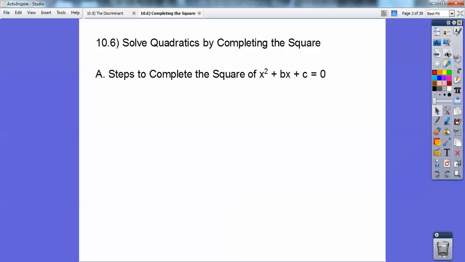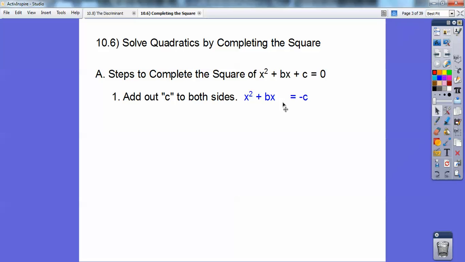So here's how to do it, you guys. Steps to completing the square of x squared. Notice there's no number in front of x squared. That's a harder lesson, so we're leaving that part out for today and for Algebra 1. We'll pick this up in Algebra 2 when that's like a 5x squared. Anyway, we're going to complete the square of x squared plus bx plus c equals 0.